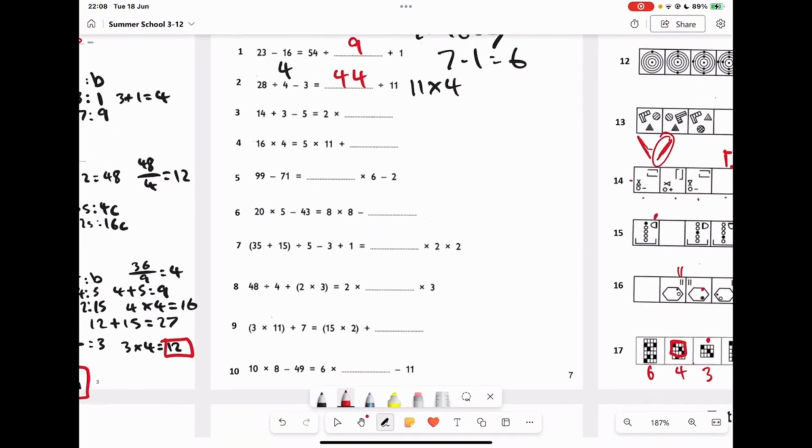Next, question 13. 14 plus 3 minus 5 is equal to 2 times something. Considering our BODMAS, we do addition first, so 14 plus 3 is 17, minus 5 is 12. I'll just write this in black. And then 2 times something is 12, so the answer is 6. Now I'll write that in red.